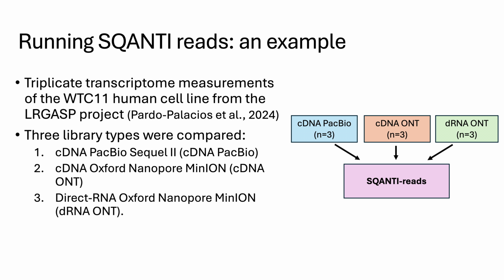This example comes from the LR-GAS benchmarking effort using the WCC11 human iPSC cell line that I mentioned earlier. We use triplicate transcriptome measurements from 3 different library types: cDNA PacBio, cDNA Oxford Nanopore, and direct RNA Oxford Nanopore, and all of them were processed through SQANTI-reads.